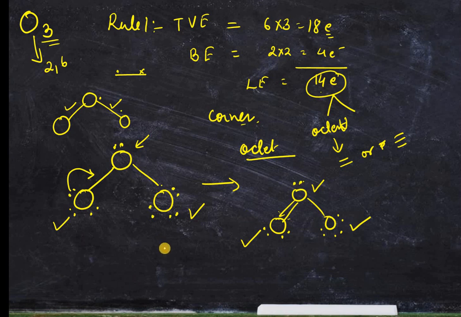Now we also have to think about the formal charge, which is another important parameter to determine the stable structure. Is the structure that I have written correct? What is the formal charge on each atom? So let's talk a little bit about the formal charge.